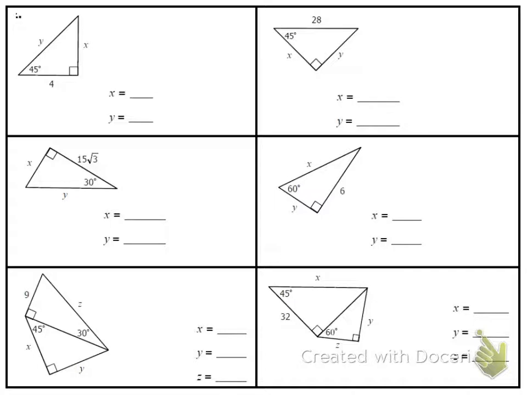Alright, next here we have a 45, 45, 90. I know that's isosceles, so that's automatically x is 4. So we go 1, 1, root 2. So let's go y is to root 2 as 4 is to 1. By cross product, we get y equals 4 root 2.